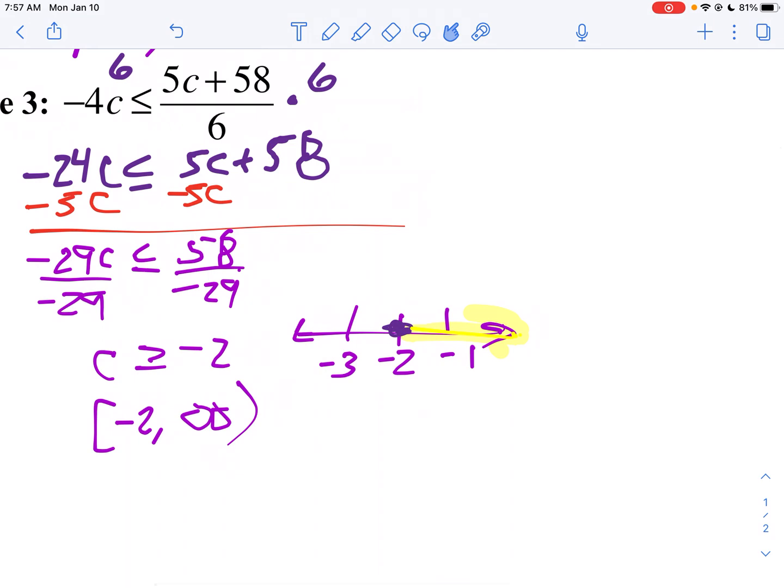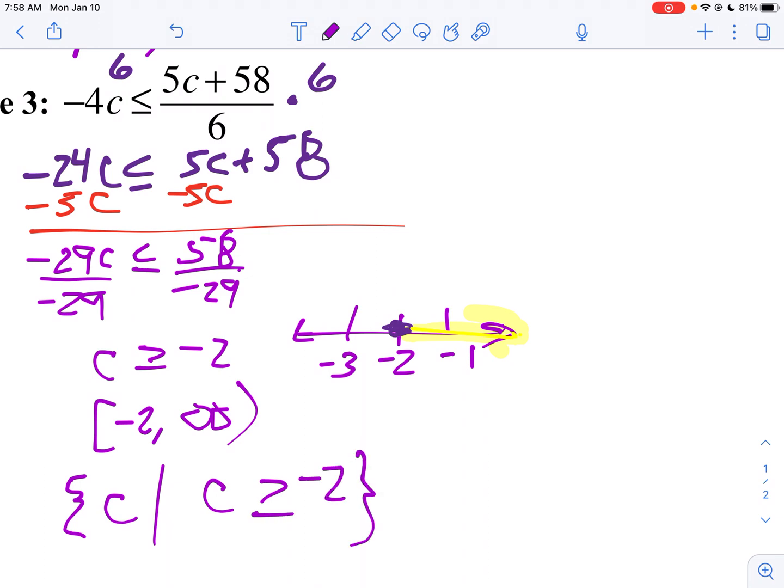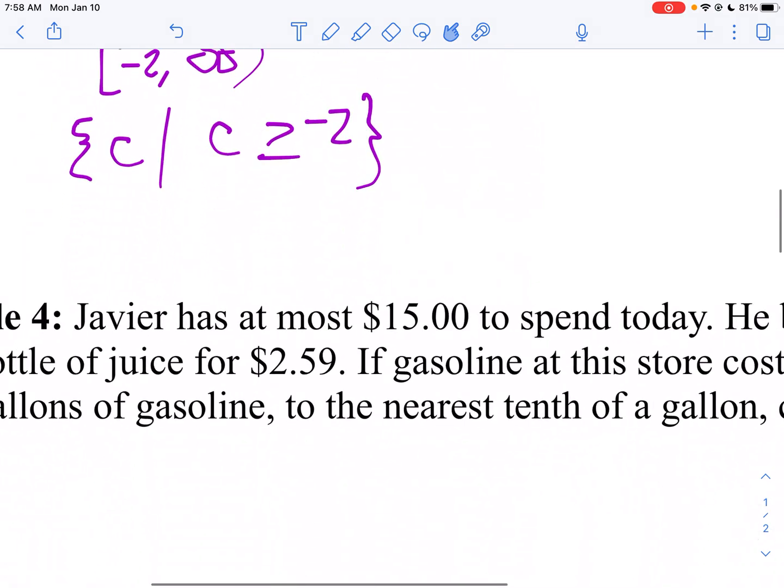Now, you might see it sometimes written in set notation, like you'll have braces, c such that c is greater than or equal to negative 2. That's another way of writing it, but it's the same thing. Let's take a look at an application.